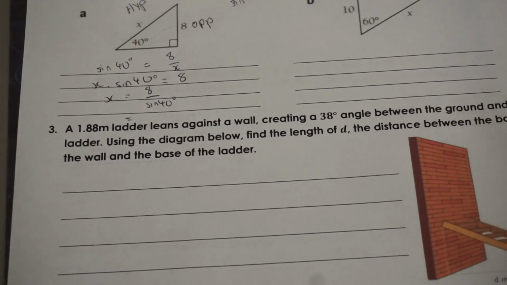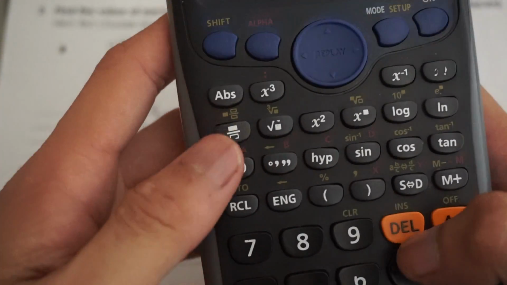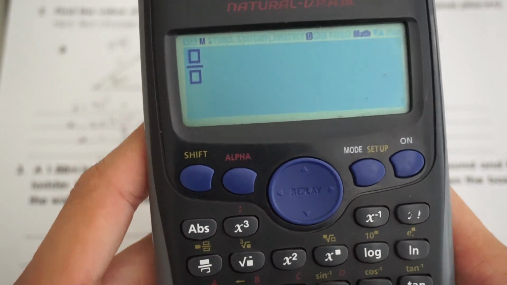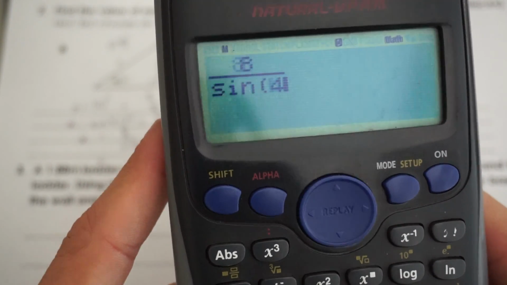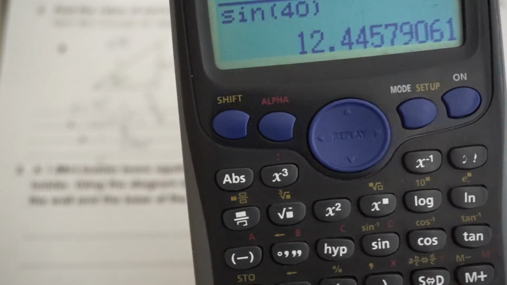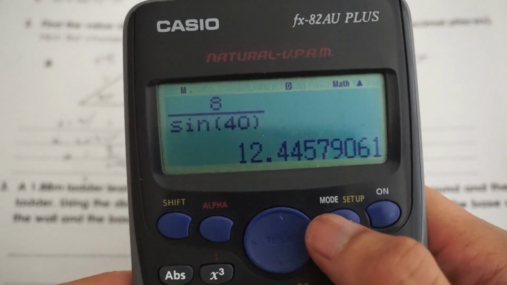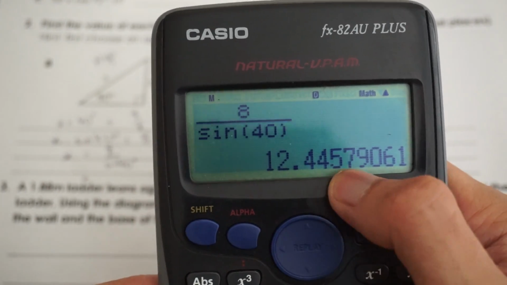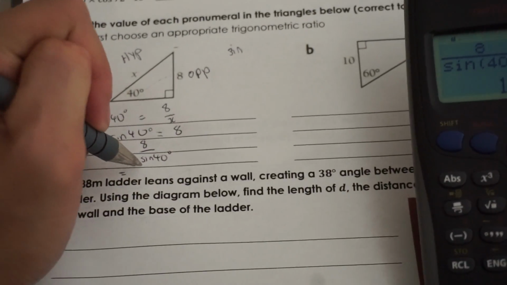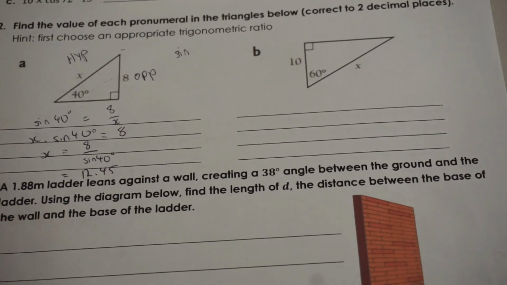Then I'm going to get a value for that. I just punch that into my calculator: 8 divided by sine 40. Cool, and so I've got a value here. Remember, the question asks us for two decimal places, so that's going to be 12.45, because we're rounding up here. And because it asks for the value, I don't have to put any units of length.